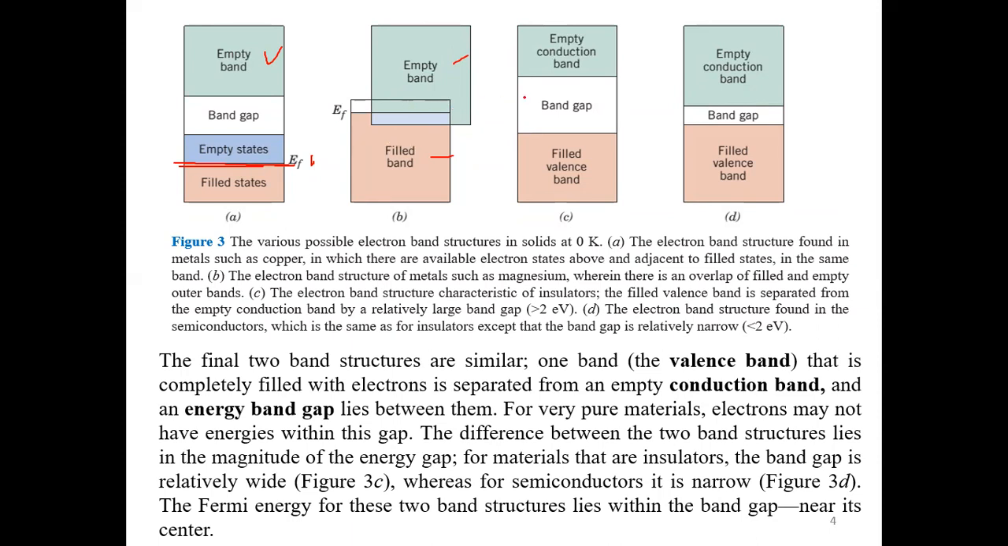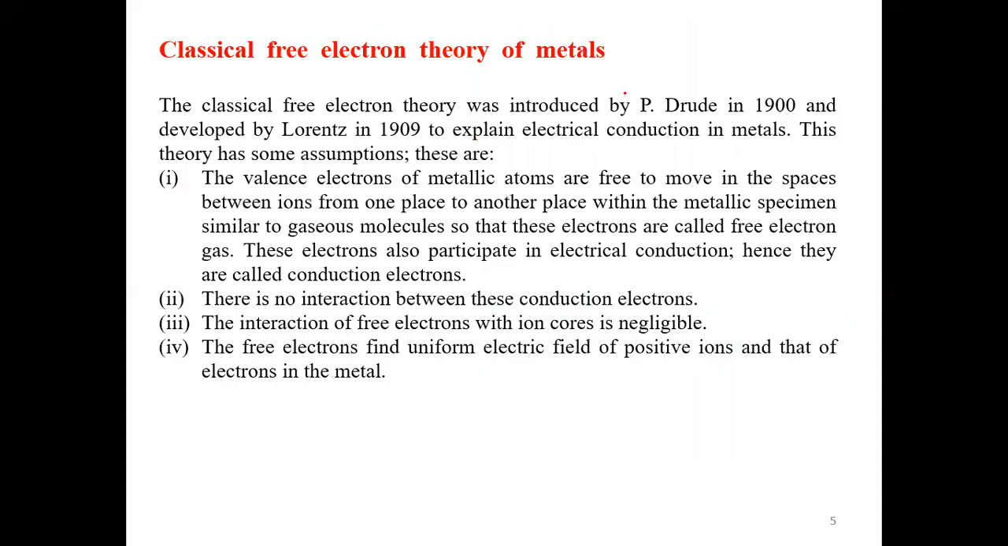And there is another one. When the band gap is very small, we call it a semiconducting material. When the band gap is large, then no electron can jump from the valence band to the conduction band. This is the band structure of semiconducting materials. This is the band structure of metal, and this is the band structure of insulating materials.